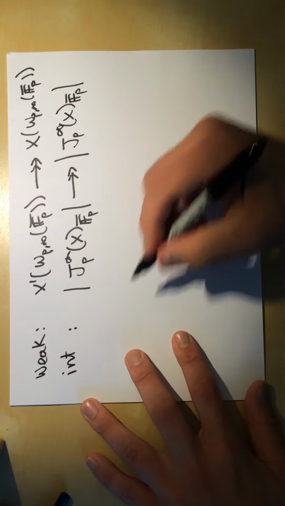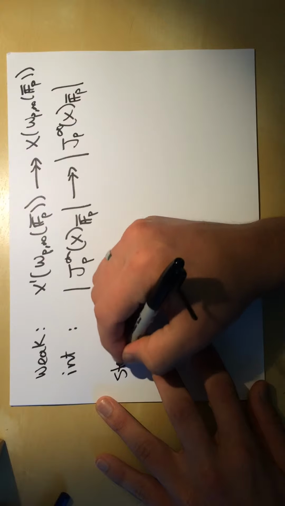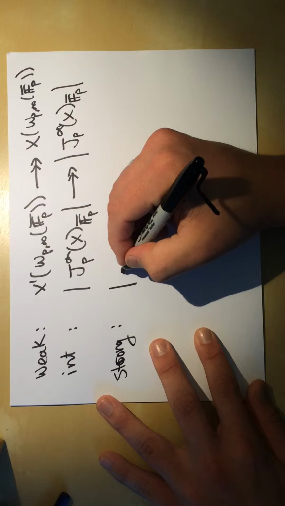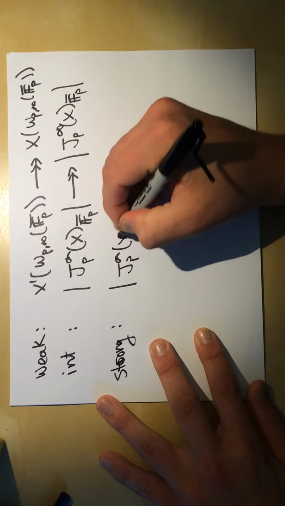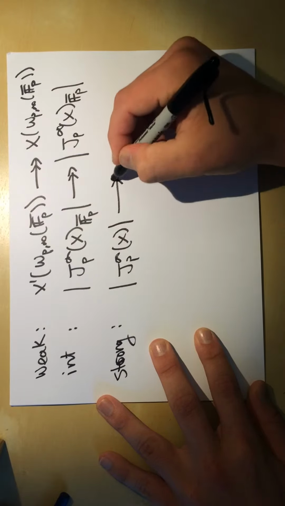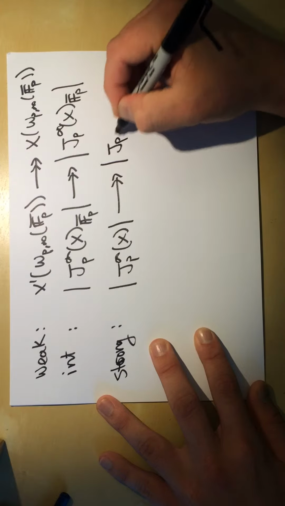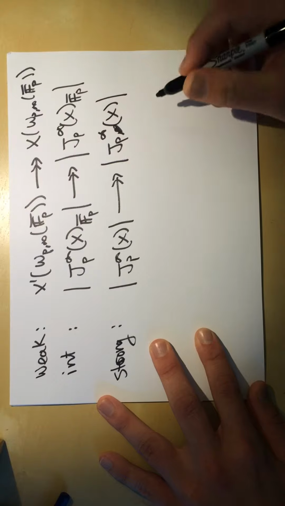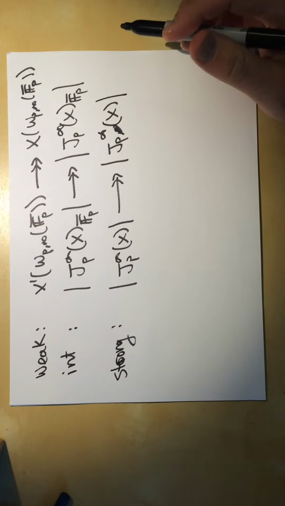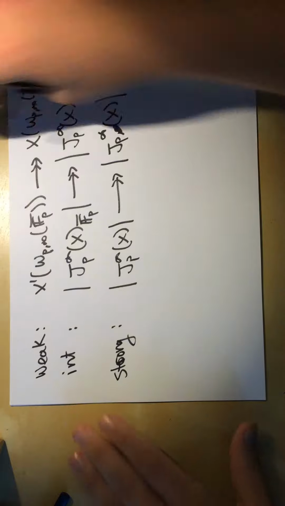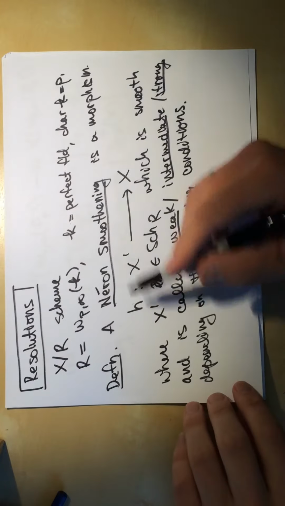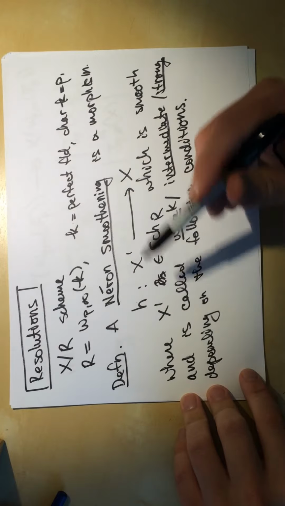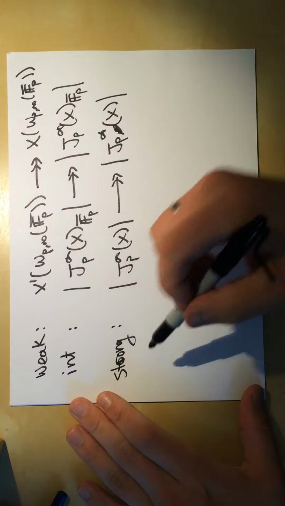Okay, and then we'll say that it's strong if we have a surjection just on these topological spaces here. Okay. So we have this Néron smoothening is kind of like a resolution of singularities, right? So what you should think of as a resolution of singularities, where these things are kind of replacements.